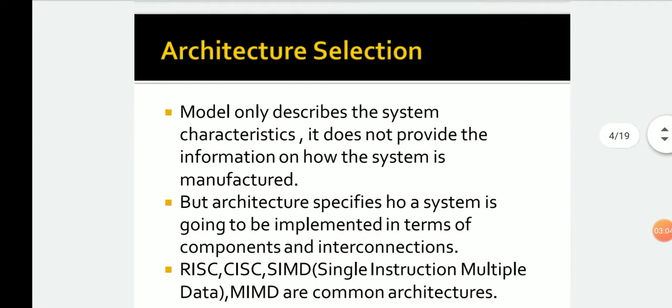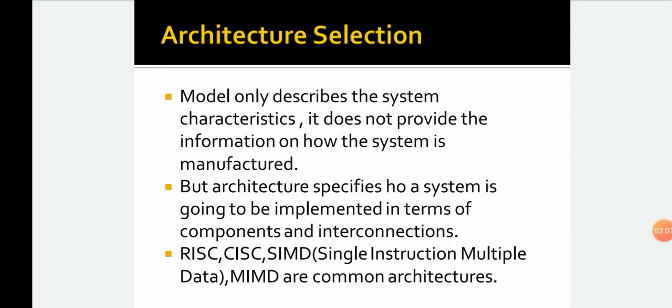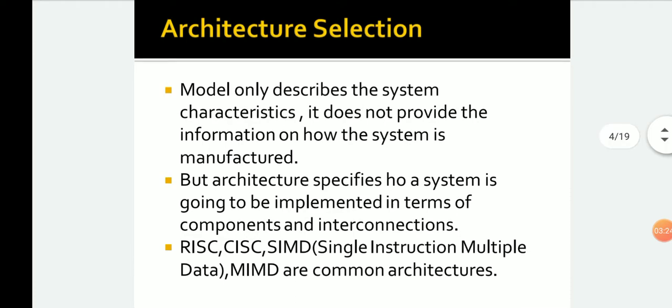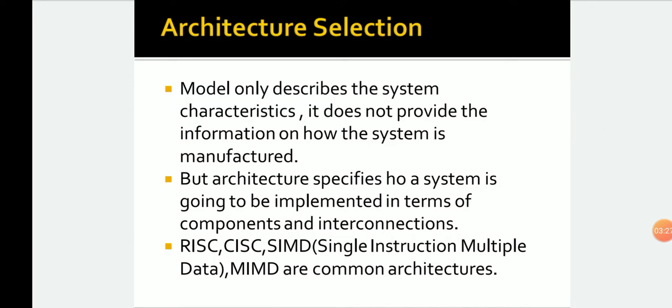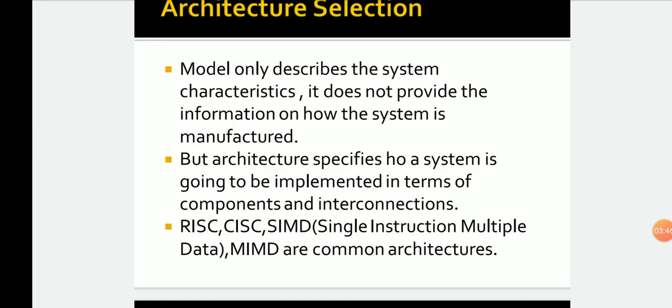Now let's go to architecture selection. I have said that in model selection, the model describes the system characteristics, but the model will not explain how the system is being manufactured. It just gives the characteristics of the system. Architecture gives us the information of how the system is being manufactured. See the second point: architecture specifies how a system is going to be implemented in terms of components and interconnections. RISC, CISC, MIMD, SIMD are the common architectures.